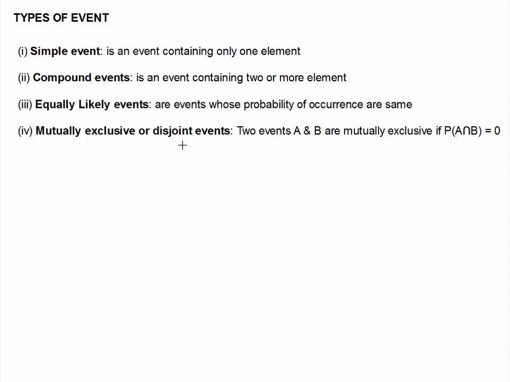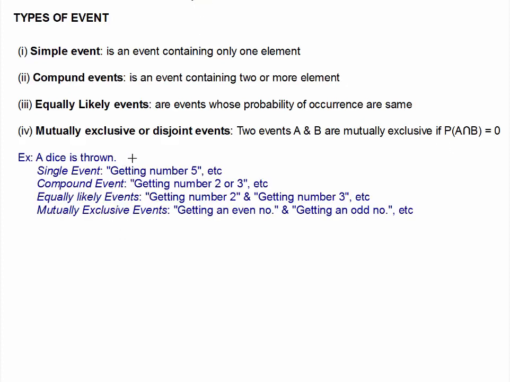Next is mutually exclusive or disjoint events. Two events A and B are said to be mutually exclusive if probability of A and B simultaneously happening is 0. It is denoted by P of A intersection B. Let's see an example to understand these various types of events.